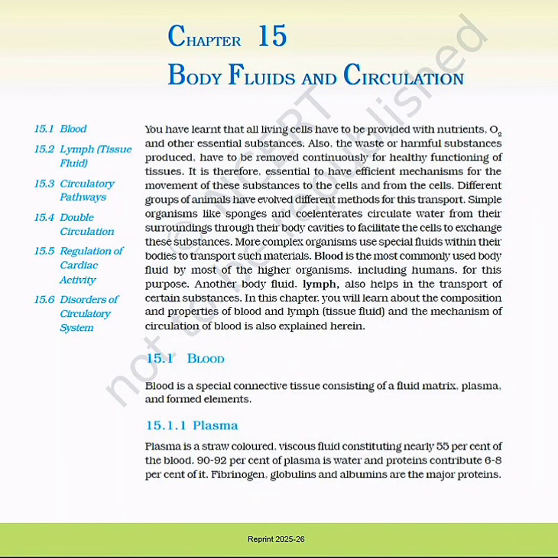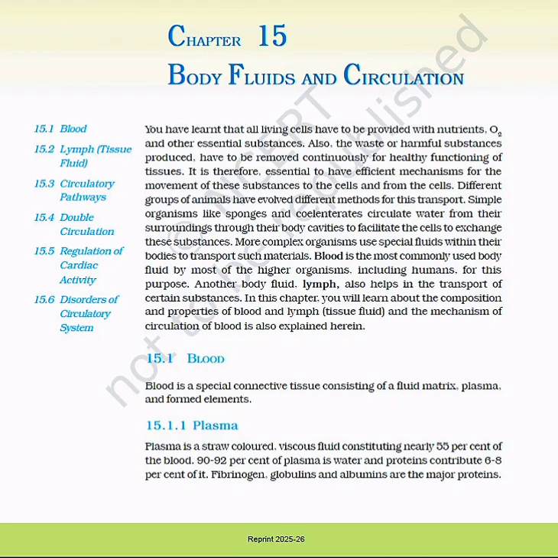Chapter 15 Body Fluids and Circulation. You have learned that all living cells have to be provided with nutrients, oxygen, and other essential substances. Also, the waste or harmful substances produced have to be removed continuously for healthy functioning of tissues. It is therefore essential to have an efficient mechanism for the movement of these substances to the cell and from the cell. Different groups of animals have evolved different methods for this transport.